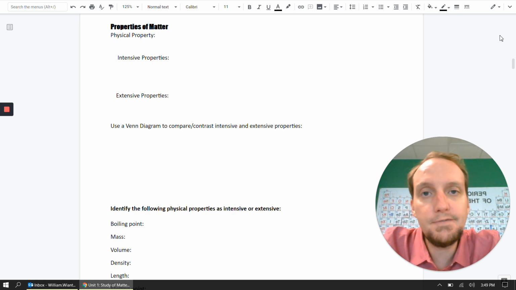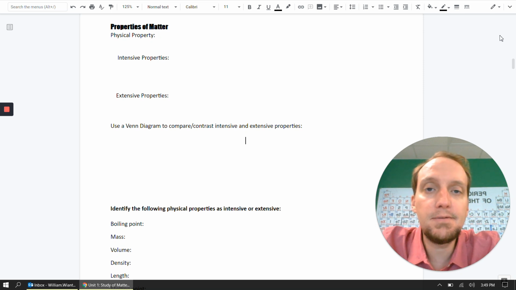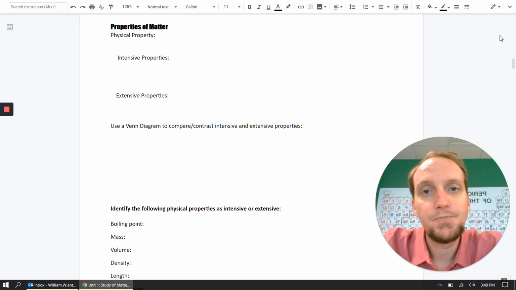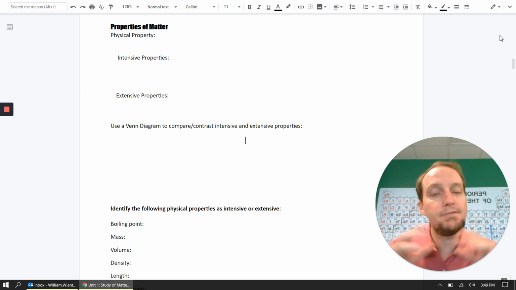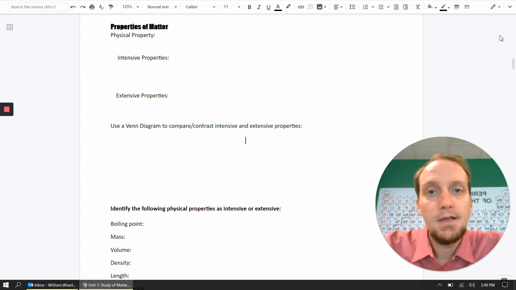Now, of physical properties, there are two types. There is intensive and there is extensive. An intensive property is a property that does not depend on the quantity of the object that you have in your hands. So an intensive property is basically inherent to that substance. You could have a little bit or you could have a lot of it. It's all going to be the same.